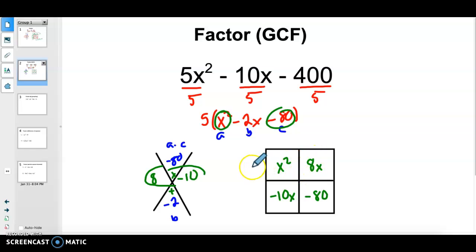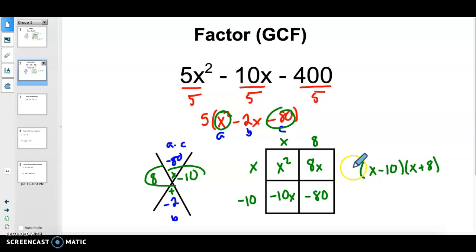So looking at the top row, those both have an x in common. And x times x is x squared. x times 8 would equal 8x. And negative 10 times x would equal negative 10x. And negative 10 times 8 is negative 80. So we're finally left with the outsides become our factors. So we've got x minus 10 and x plus 8.